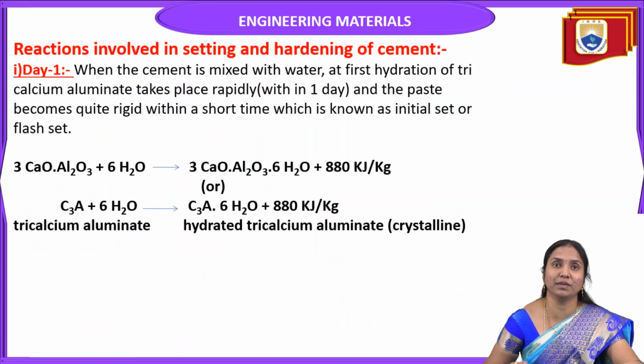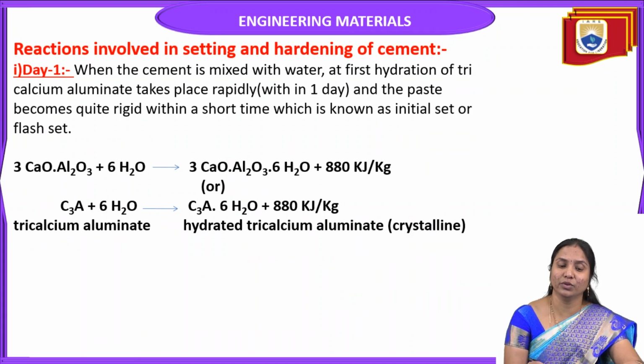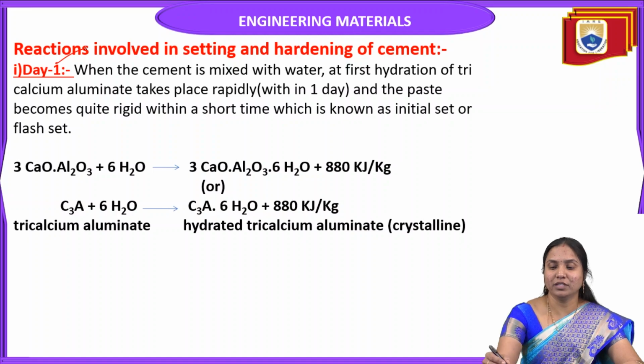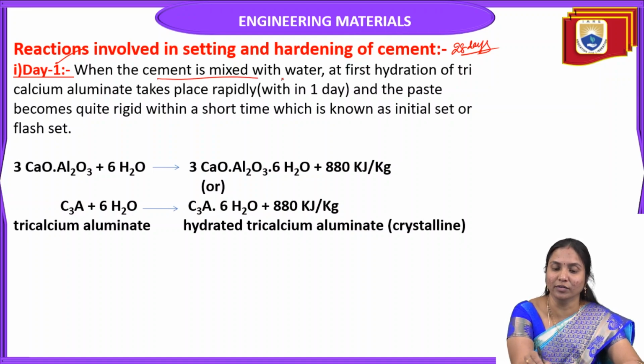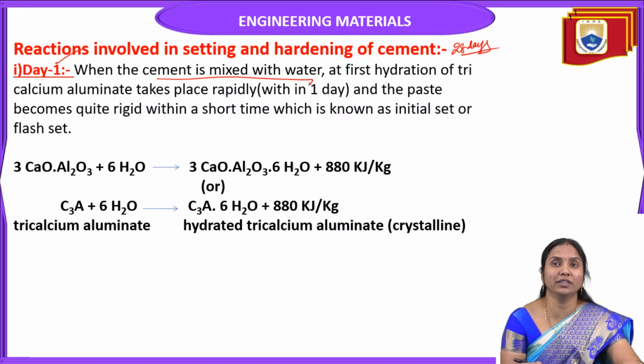What reactions take place in the setting and hardening of cement? It takes 1 to 28 days to complete the setting and hardening process. The day 1 reaction is when the cement is mixed with water. At first, hydration of tricalcium aluminate. Generally, the composition of Portland cement includes tricalcium silicate, dicalcium silicate, tricalcium aluminate and tetracalcium aluminoferrite, calcium oxide, magnesium oxide, calcium sulfate. So many different Bogue compounds are added.